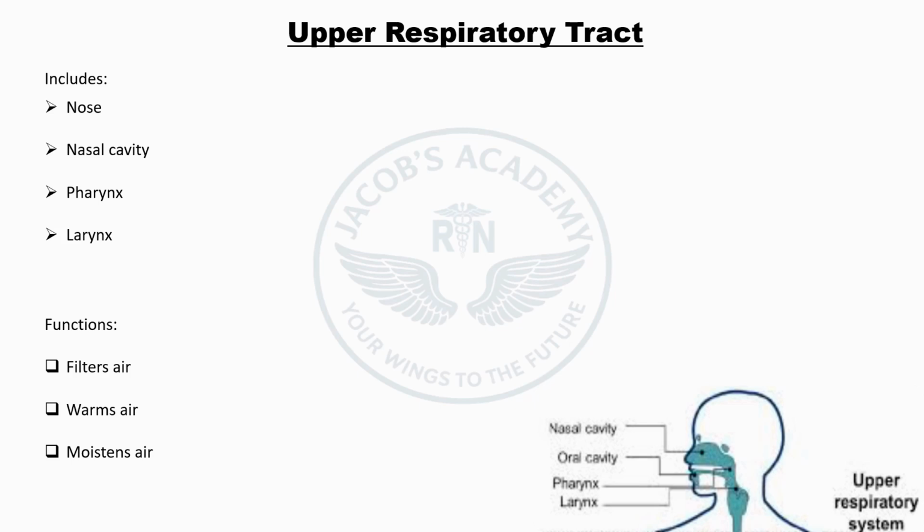So the main functions of the upper respiratory tract are to filter the air, warm the air and moisten the air, ensuring that clean and conditioned air reaches the lungs. So understanding these functions is very important for nurses, especially when caring for patients with upper respiratory infections or breathing difficulties.